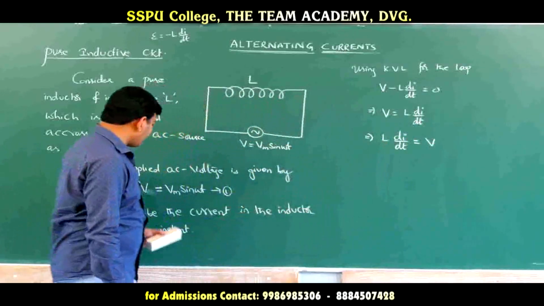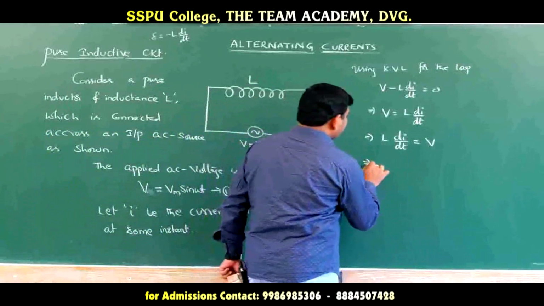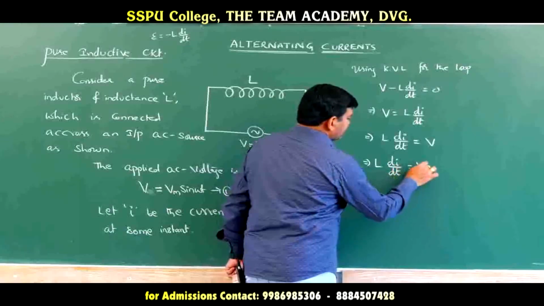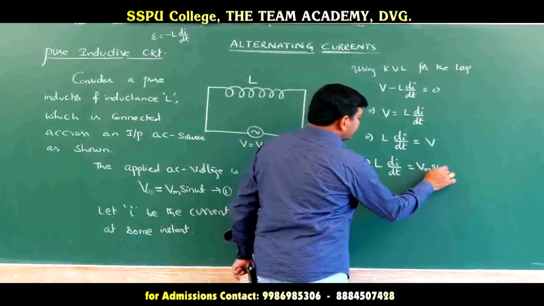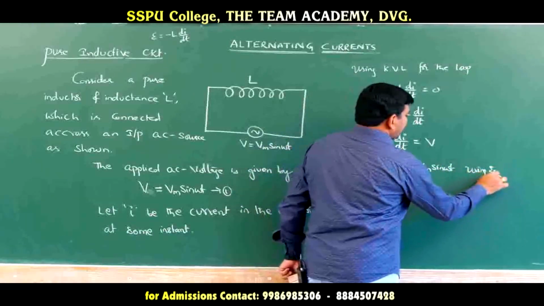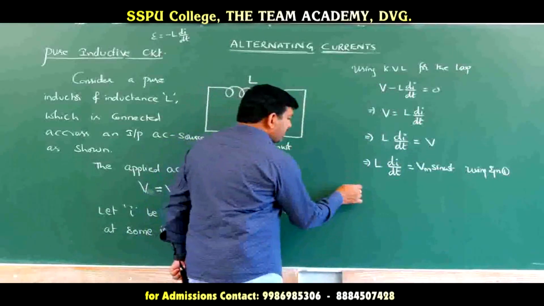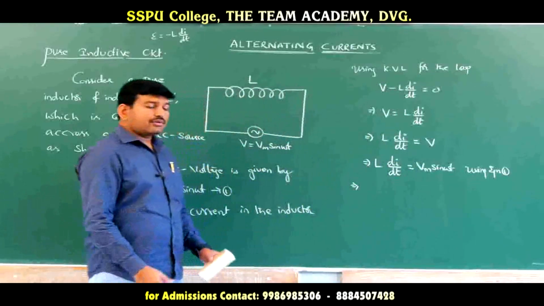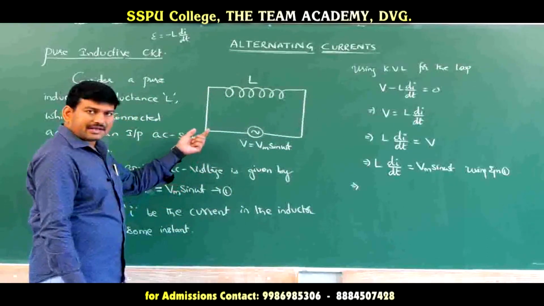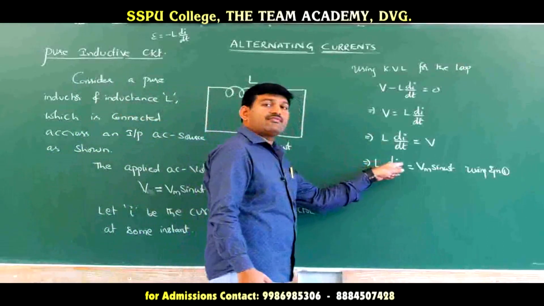But what is that V? From equation 1, V is equal to Vm sine omega t. Therefore I can write L into di by dt is equal to Vm sine omega t, using equation number 1. Is it clear or not? Now, what is my objective here? I know the AC voltage, but I want the AC current in the inductor. So I want to get the value of I.